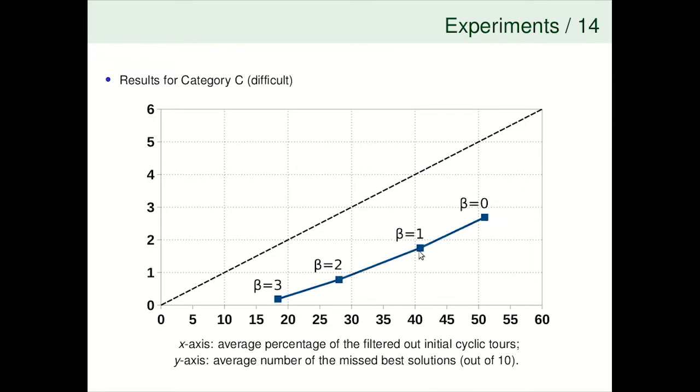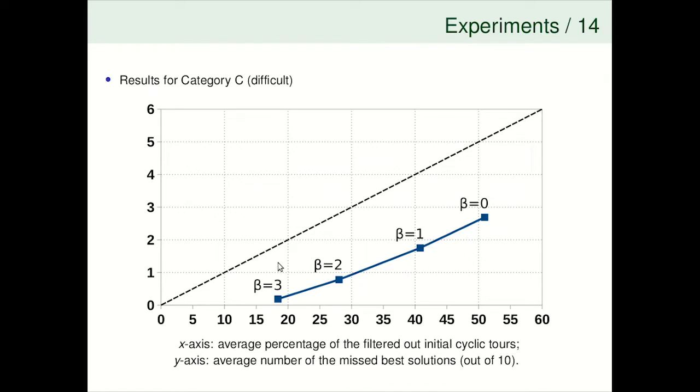Here, these 4 points show performance of our proposed method with four different values for the beta parameter based on average number of the missed best solutions out of 10 in y-axis against average percentage of the filtered out initial cyclic tours in the x-axis, and this dashed diagonal line shows the potential performance of a randomized filtering method.